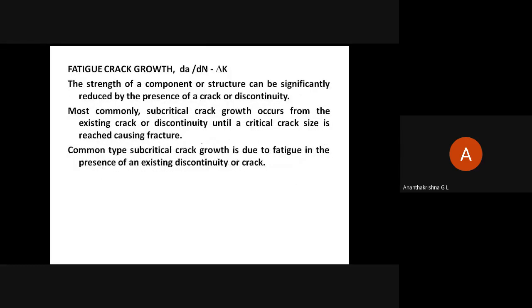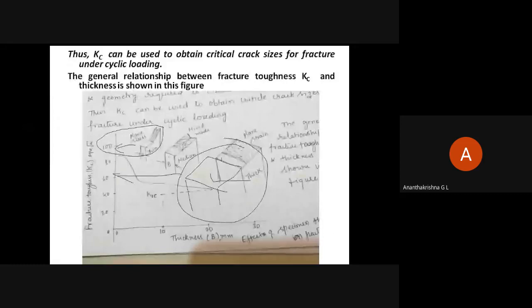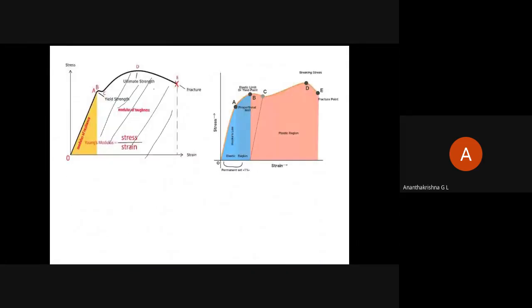Next is fatigue crack growth, dA by dN versus delta K. But before that, I'll sum up fracture toughness that we learned. From the stress strain diagram, this is the modulus of toughness. If there is no crack, the area under the stress strain curve in the plastic region is called toughness. The more the area, the more the toughness. So ductile materials will have better toughness than brittle materials. If there is a crack in the metal, then the area under the stress strain curve in the plastic region is called fracture toughness.